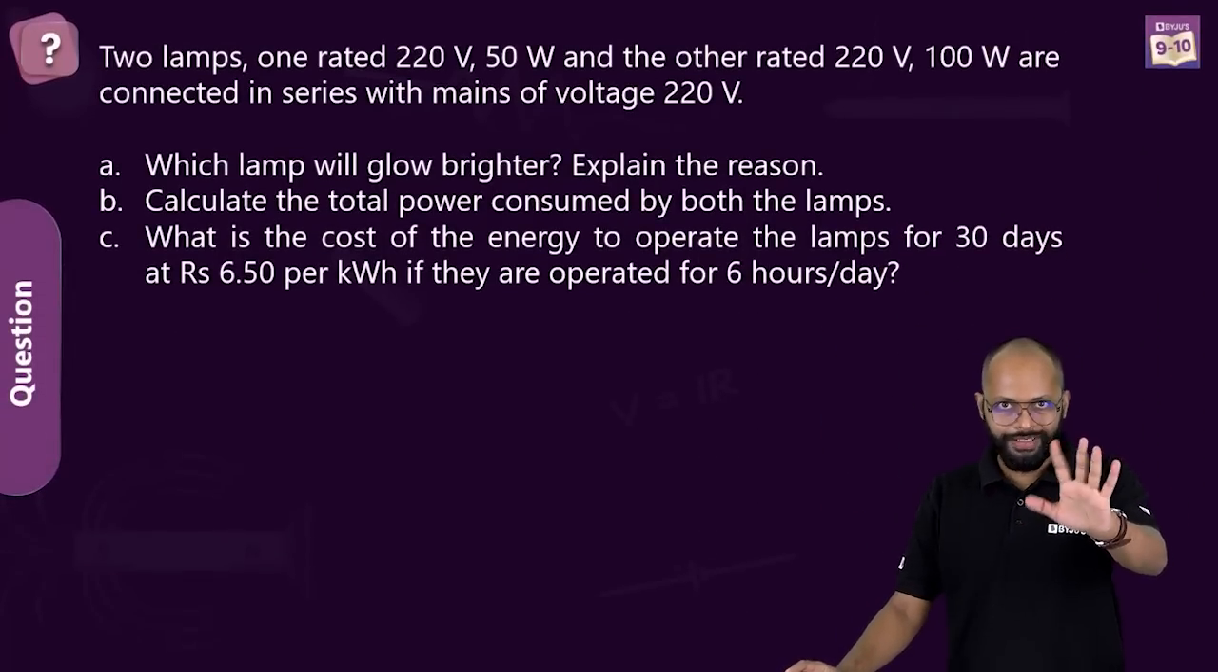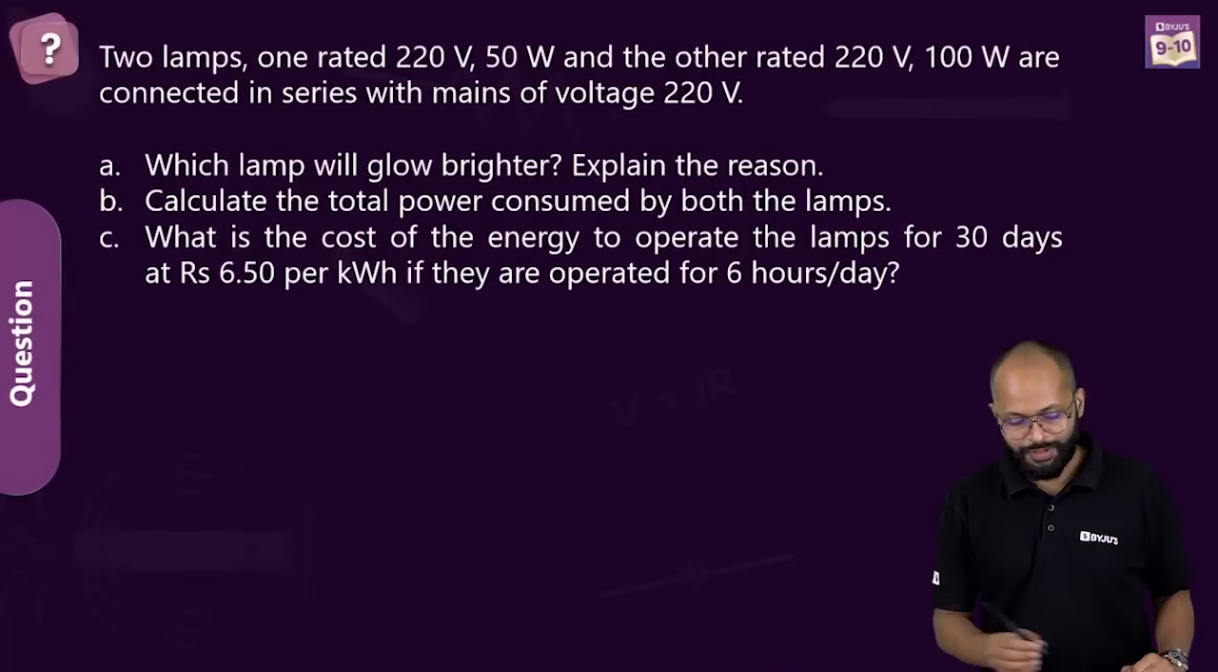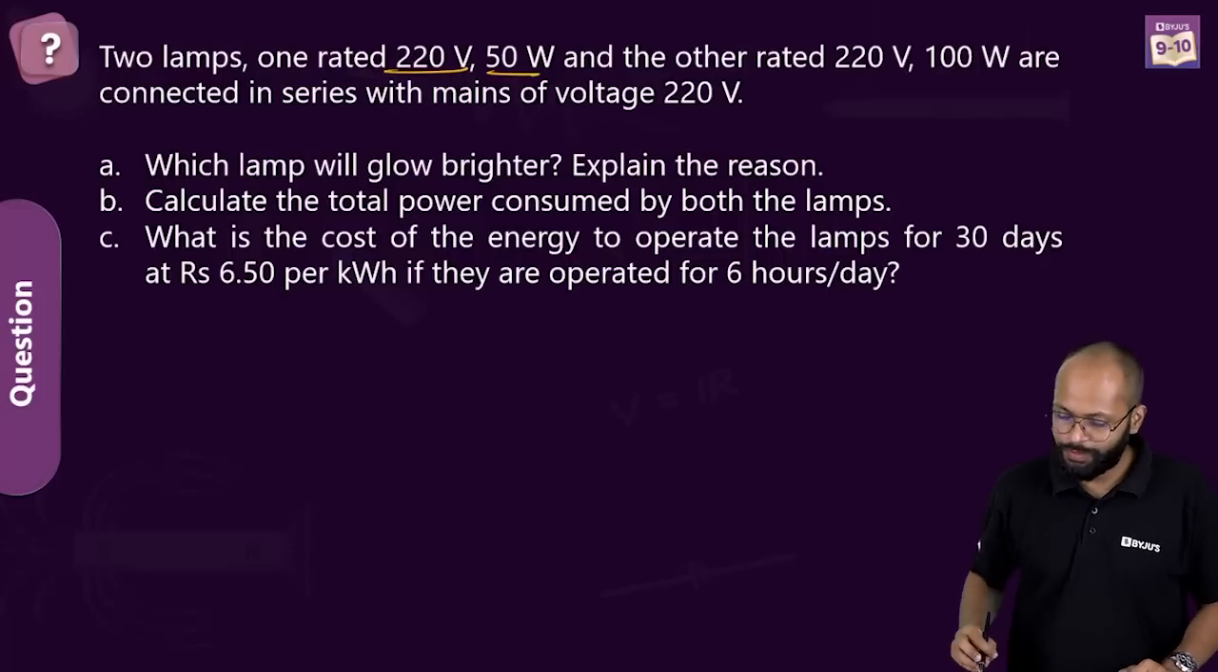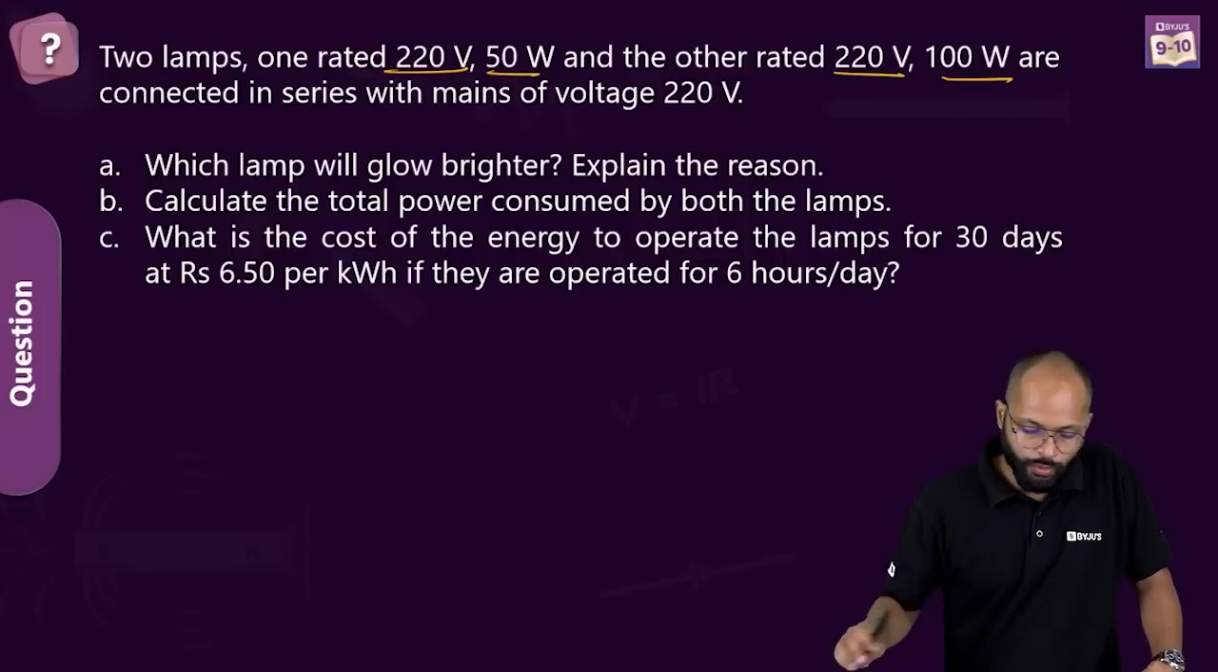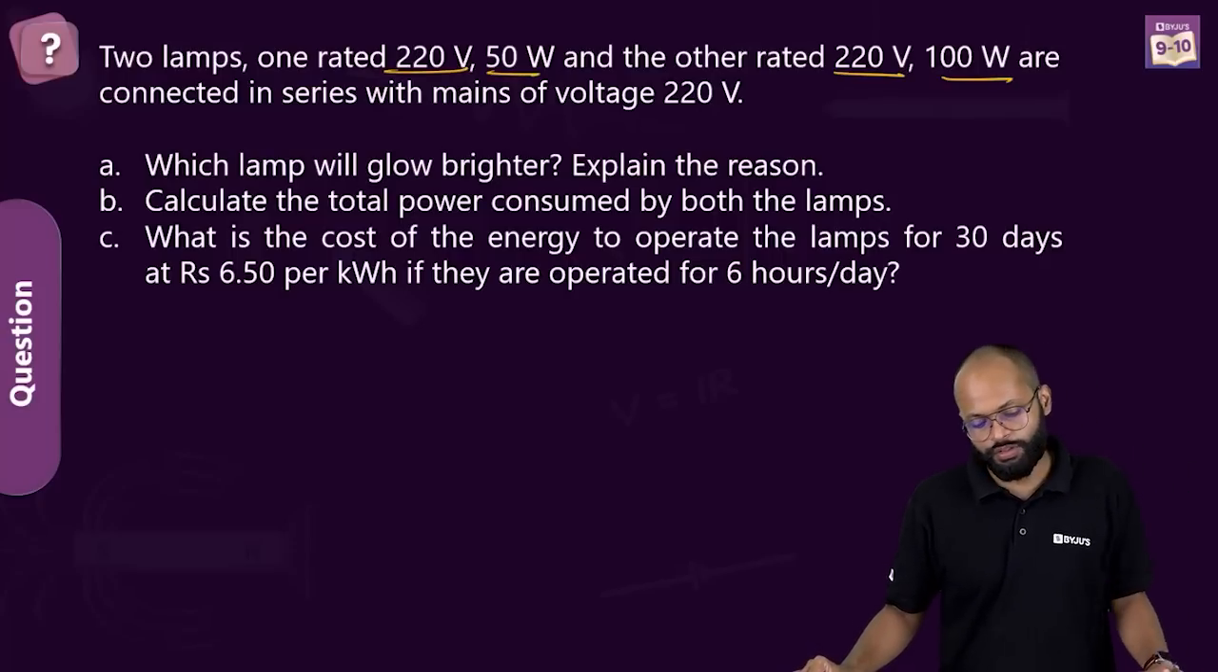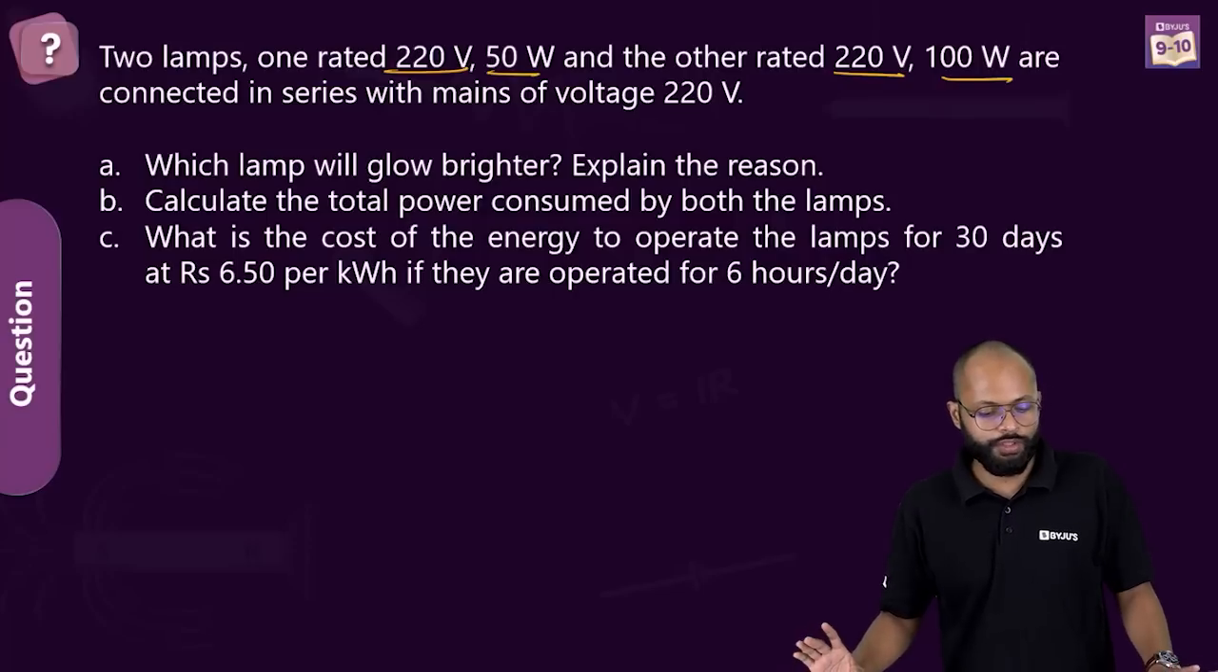Getting it now? Feeling good? Nice. Two lamps, one rated 220 volts, 50 watts, and another rated 220 volts and 100 watts are connected in series with mains of voltage 220 volts.